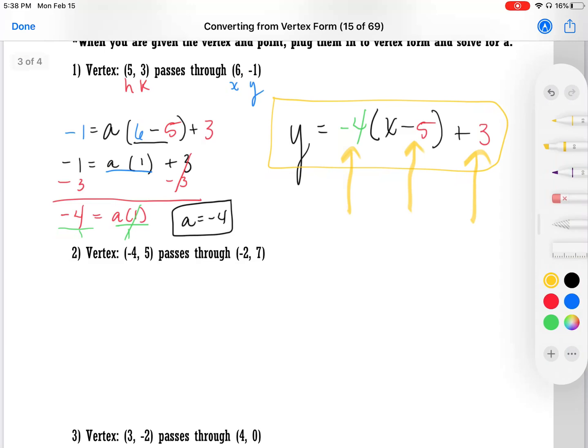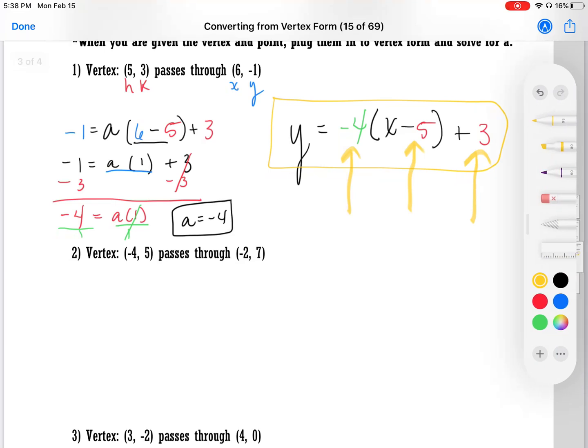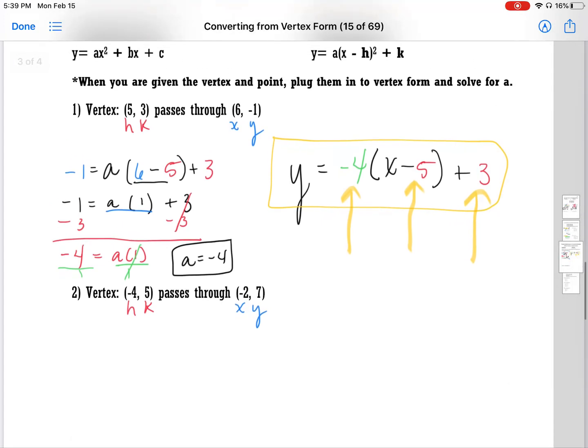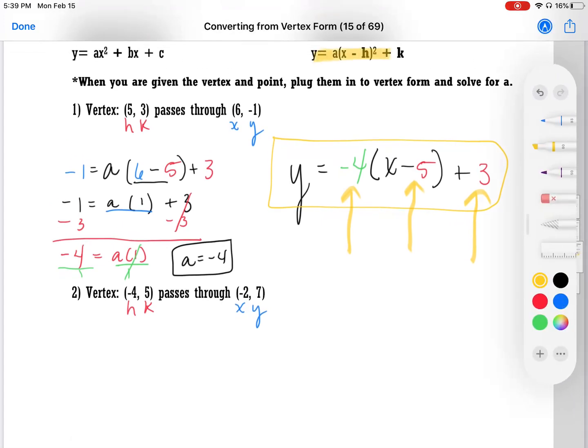Let's do number 2. Okay, step 1, label H, K. Your vertex is always the H and the K. That would be the ordered pair at the bottom of your graph. The point is your X and your Y. I'm going to plug this all into vertex form. I'm going to move up a little bit. Here it is. Vertex form says, start with the Y. My Y value is the number 7.